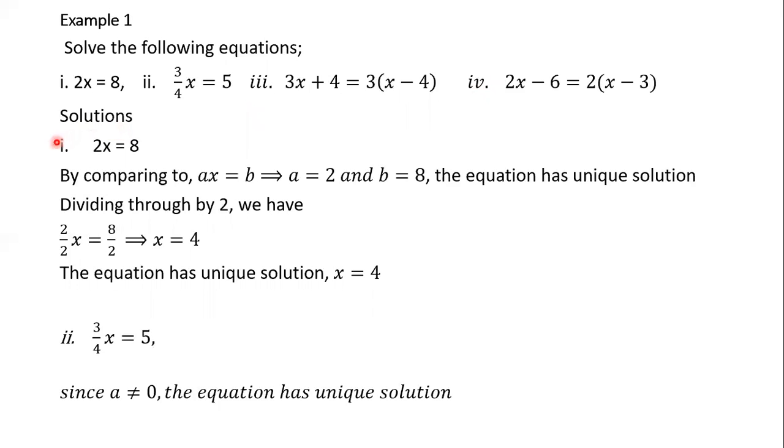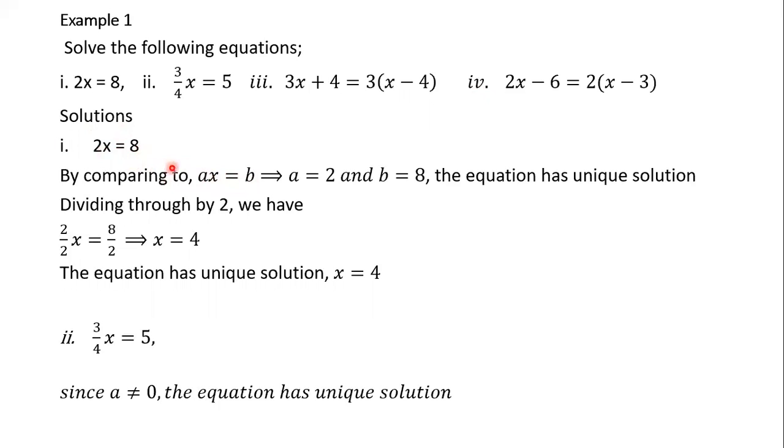So I'm going to I, 2x equal to 8. Now when we go back to our theorem 1, we said that if you're having ax equal to b, where a is not equal to 0. So here, by comparing ax equal to b to 2x equal to 8, we can see a is equal to 2. So a is not equal to 0. Hence, this equation has a unique solution. I think you remember. So a equal to 2, not 0.